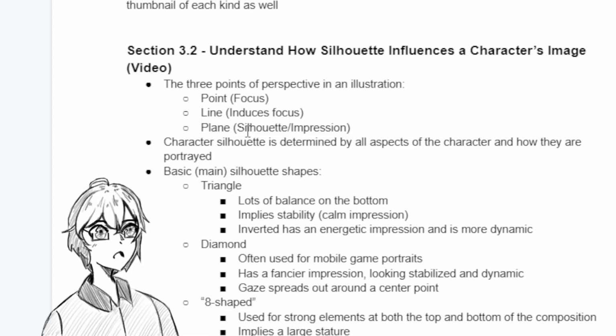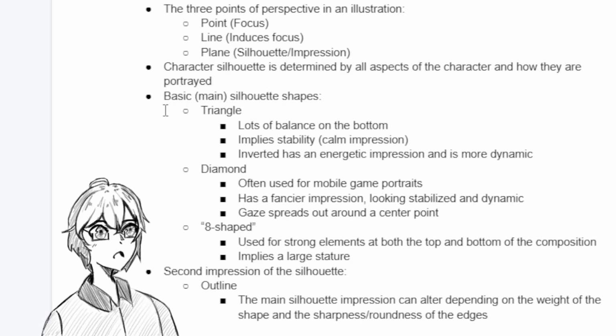The character silhouette is determined by all aspects of the character and how they are portrayed. So keep in mind pretty much everything is going to be relating to your silhouette and how you design your character. Here is the meat of the lecture, which is pretty much just the basic or main silhouette shapes that you really should internalize, which are going to be mainly the triangle, diamond, and 8-shaped. He does talk about a couple others in that they can pretty much all vary depending on both their shape itself, so transforming these different silhouette shapes as well as different types of ones. They're all polygonal for the most part. But for most professional or casual work that you do, they're going to revolve around these 3 types of silhouette shapes.